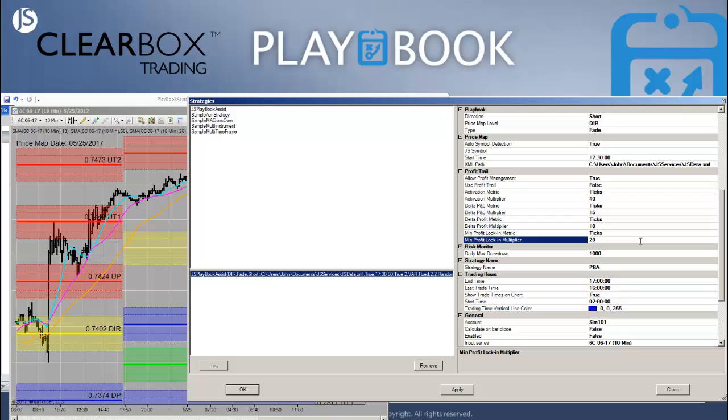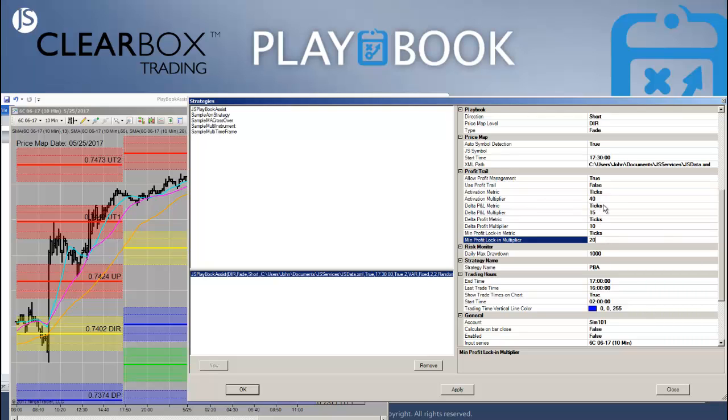The next thing that we can do is we can trail that. So that's just the first adjustment. The first adjustment basically says, okay, if I get 40 ticks of profit, if that drops to only 20 ticks of unrealized profit, it's basically going to adjust our stop, and it's going to get us out of the market.